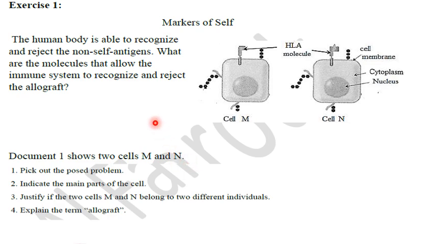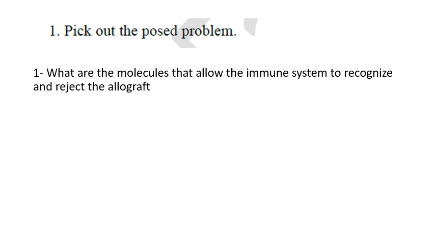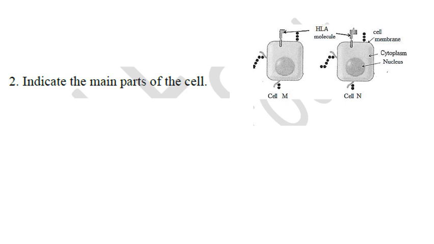As you all know, the problem is the same as the objective, but it is written in the form of a question. So, what's the problem here? What are the molecules that allow the immune system to recognize and reject the allograft? This is the problem.